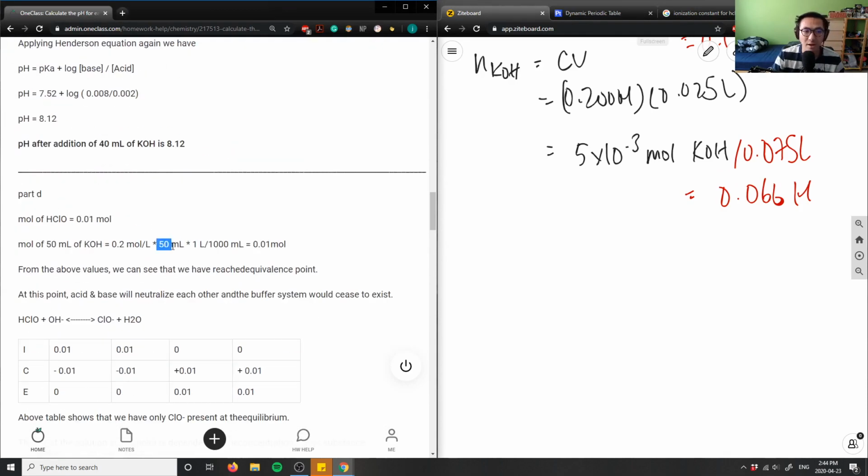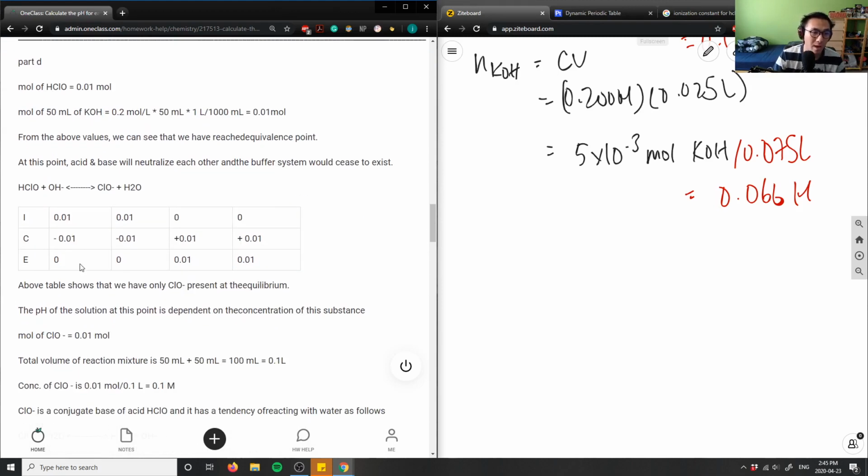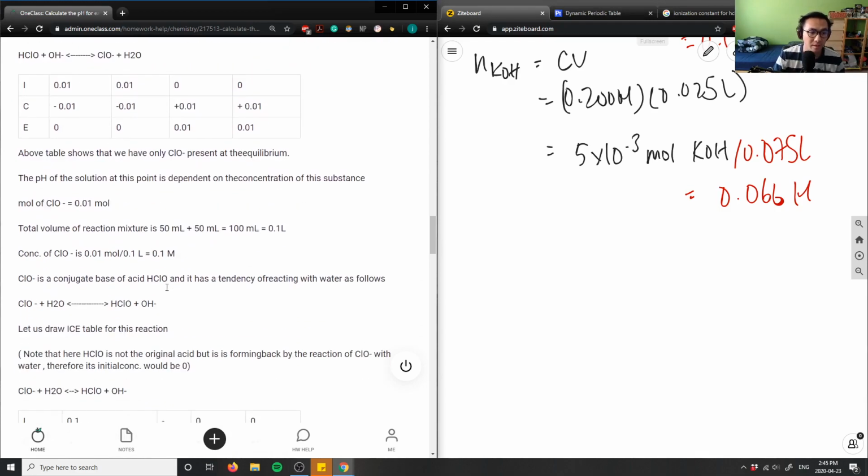And then part D is where you add 50 milliliters, you do the exact same thing, and you realize that in this case, you have reached the equivalence point. Moles of acid equals moles of base. Therefore, you have 0 and 0 in terms of your initial acid and base, which means you only have your products here.